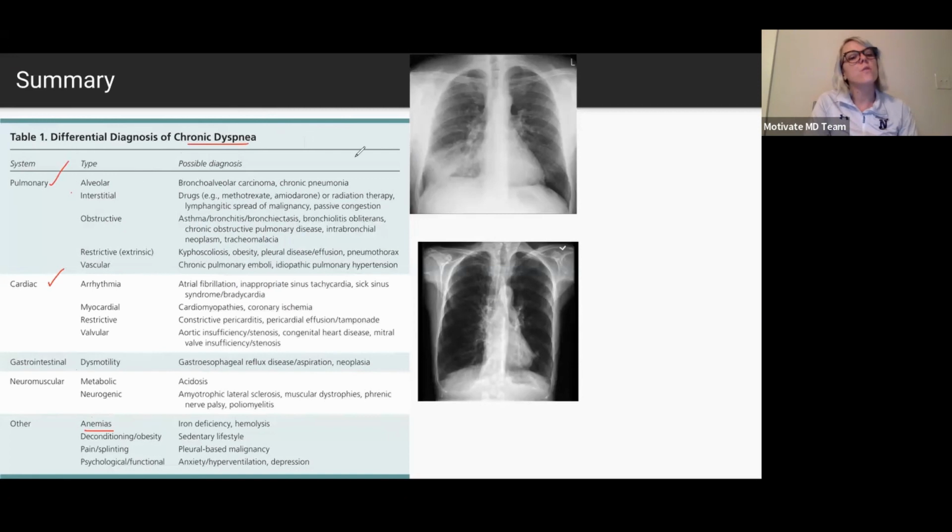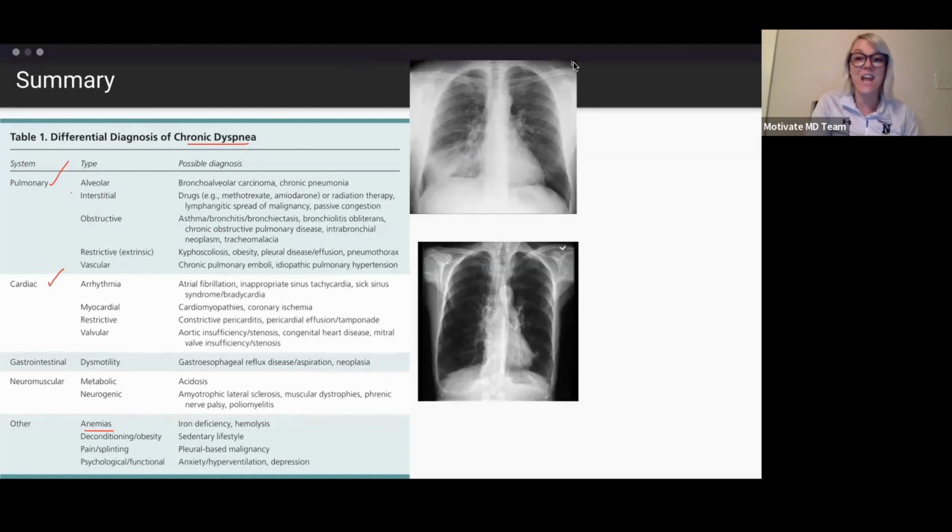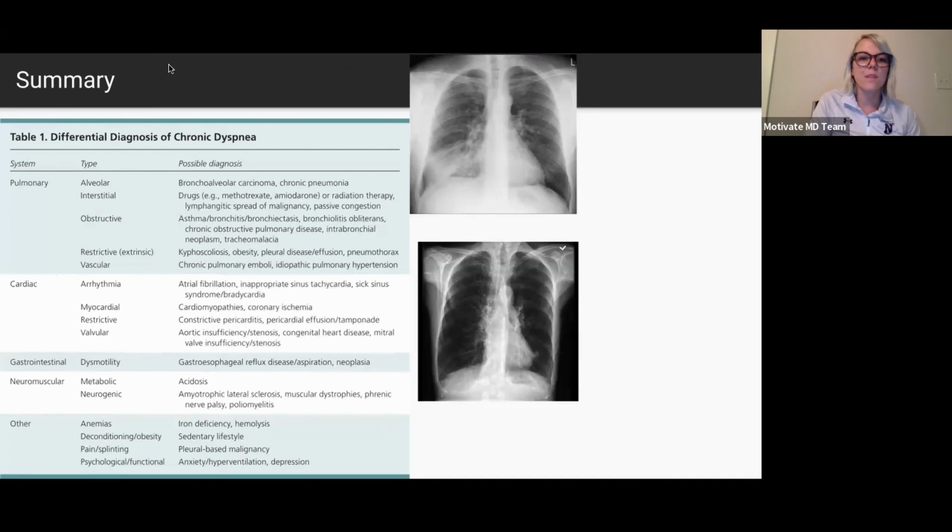I'm going to show you a few chest x-rays here on the right-hand side, and I want you to see if you can point out any of what's going on. Let's start with this first one here. What do you guys see?